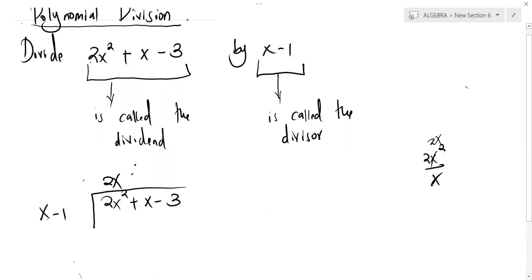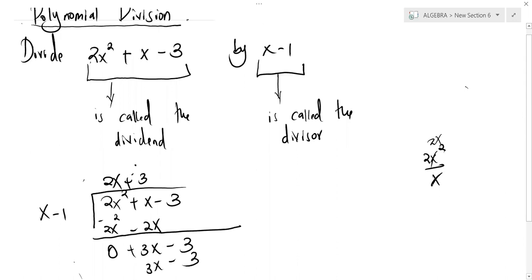So 2x, if you multiply with this, you get 2x squared. If you multiply with this term, you have minus 2x. Then subtracting this, 2x squared minus 2x squared, you'll get a 0. x minus 2x, that will give us plus 3x minus 3. So take 3x, divide by this term here, x, we will have 3. So we have plus 3 here. Multiplying with this, we have 3x minus 3, and subtracting, we have 0. So our answer of dividing 2x squared plus x minus 3 by x minus 1 is 2x plus 3.